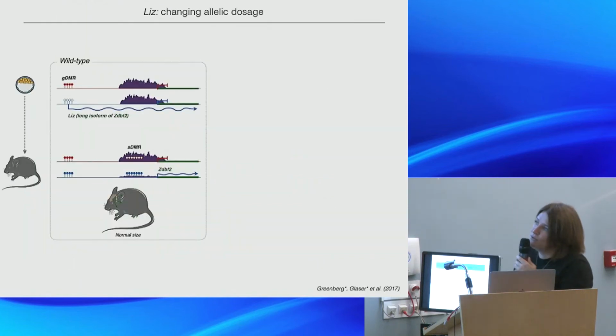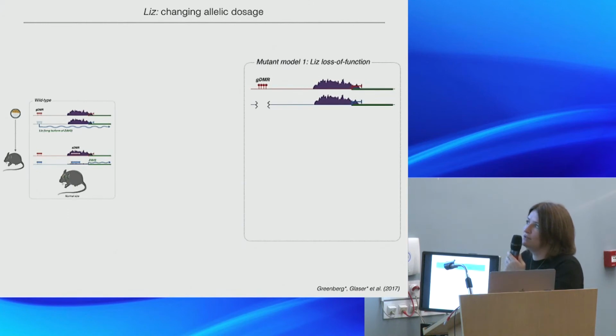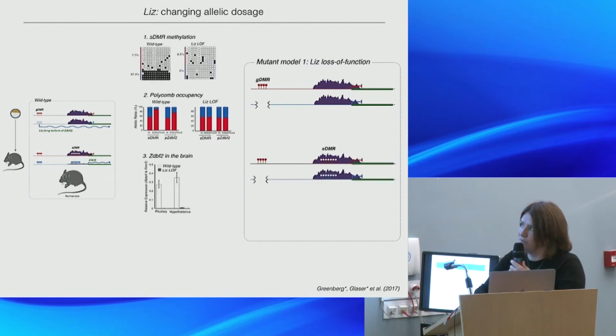So just to sum up, LIS is expressed only during pre-implantation development and it's shut down as its promoter gets fully methylated and ZBF2 takes over. So the first model that we designed was a LIS loss of function. We deleted the promoter on the paternal allele of LIS. So somehow we maternalized this allele because now you have a silent LIS on the two alleles. And we looked at the impact on the methylation and the expression of ZBF2 and also on phenotype.